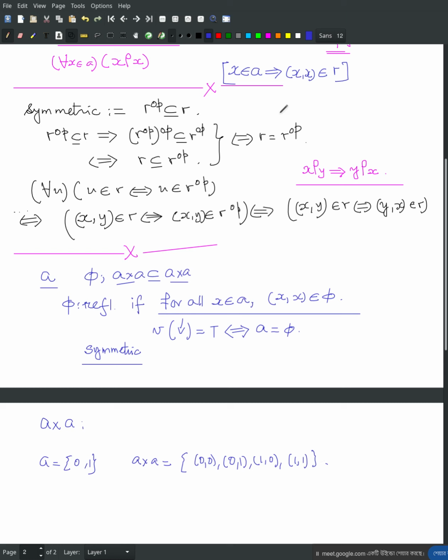Good, but what I have said is, if I take any x from A, (x, x) must be there. Is there an exception to this rule?